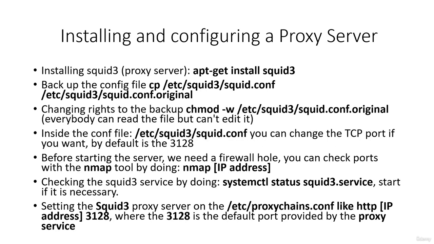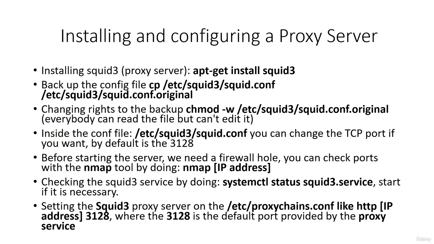After that, what you have to do now is install and configure the proxy server. To install the Squid3 proxy server, just type on your Linux machine this command: install squid3. It will automatically do everything, you don't even need to do anything. After that, back up the config file, this is the configuration file and this is the directory. Next, change the write permission on the backup, this is the command line, so that everybody can read the file but only you can write it.